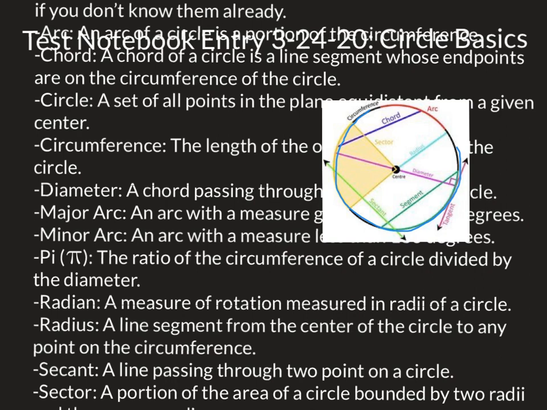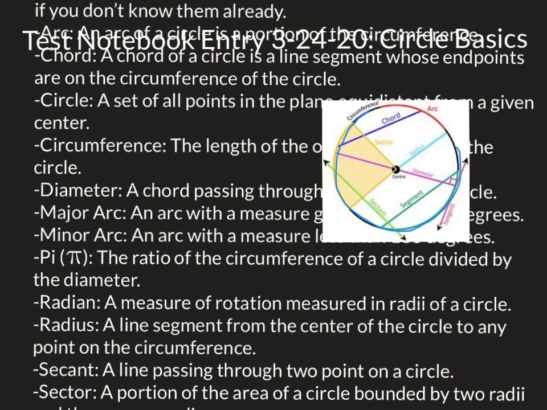A radian is a measure of rotation measured in radii of a circle. So here I have the radius. If I took radii and wrapped them around the circle, I would be measuring a circle in radians. The radius is the distance from the center to any point on the circle. Since a circle is a set of points equidistant from the center, this radius is the same length anywhere it happens to exist.